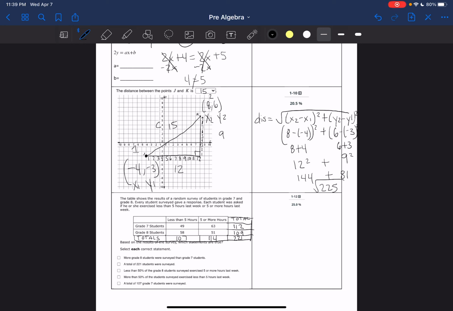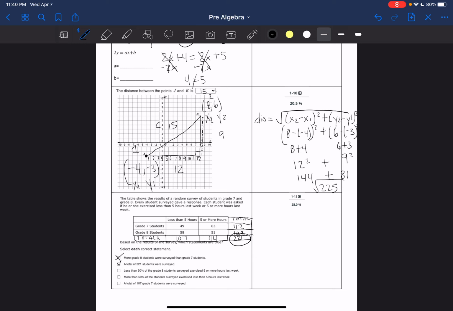So we can use this information in order to answer these questions down here and select each correct statement. So there could be more than one. All right. Our first statement is more 8th grade students were surveyed than 7th grade students. Well, if I look at those totals, that statement is not correct. There were 3 more 7th grade students than 8th grade students surveyed. The second statement, a total of 221 students were surveyed, that would be correct. We can see that in our bottom right-hand box here, the total amount of students surveyed.